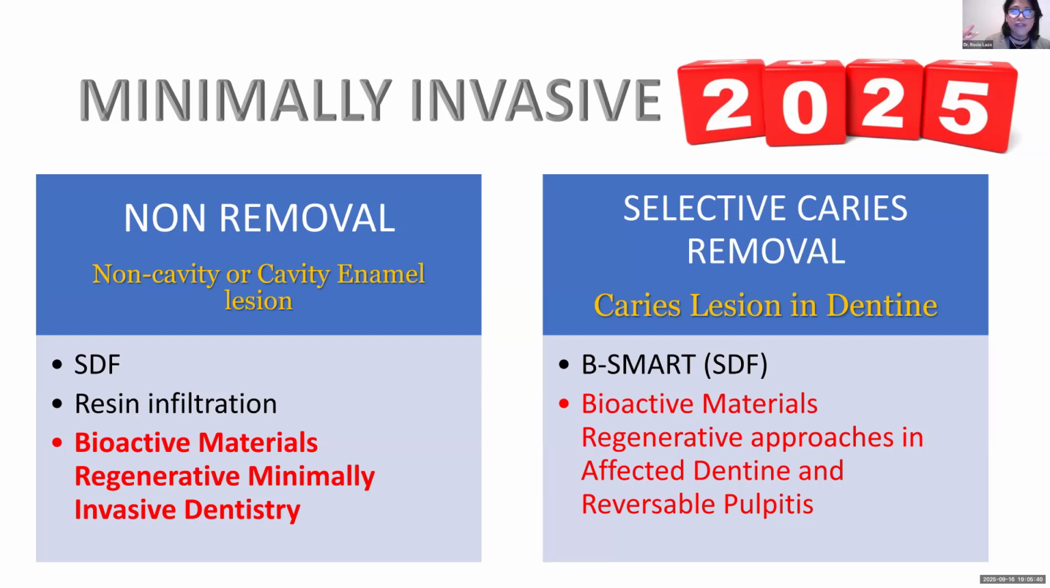So when you remove all the infected dentin and work at the affected dentin, you can choose different kinds of materials. For example, you can use SDF. Or another option today is to use bioactive biomaterials, which make it possible to regenerate the affected dentin. And if you have cases of reversible pulpitis, you can use bioactive biomaterials.